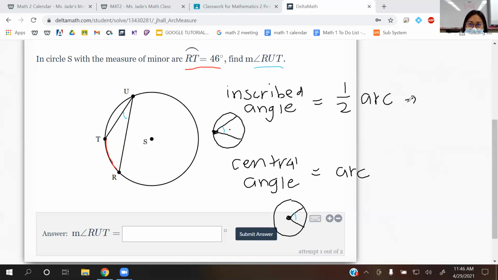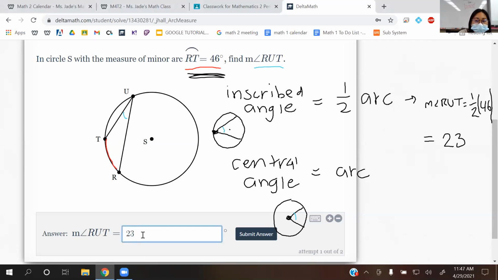So our inscribed angle is the measure of angle RUT. That's the one that we want. That's our inscribed angle, and it is equal to 1/2 of the arc. The arc is given to us right here, 46. So 1/2 times 46 is equal to 23. So your final answer should be 23. Well, no, this is my final answer. You have a different number.